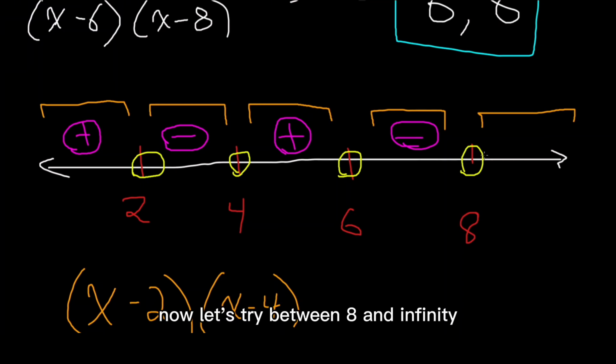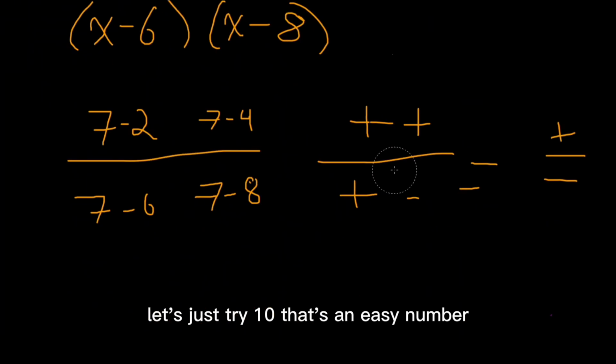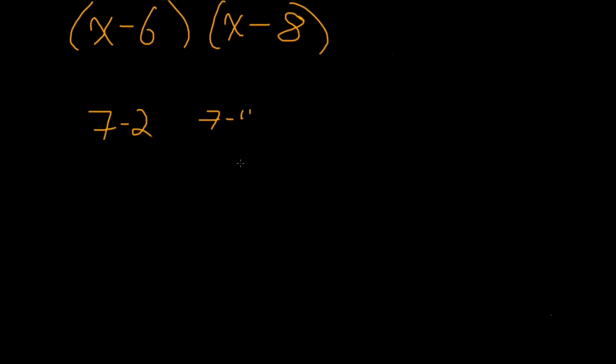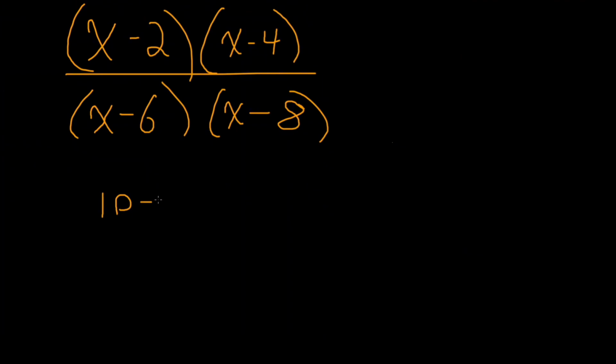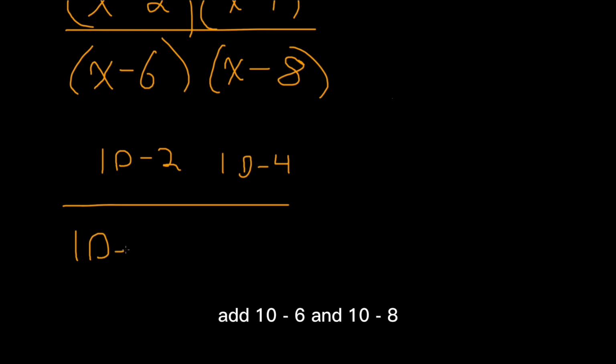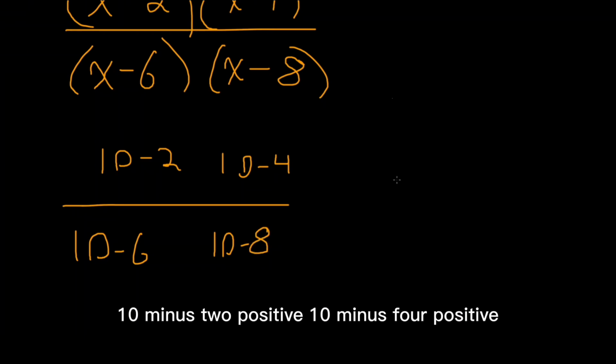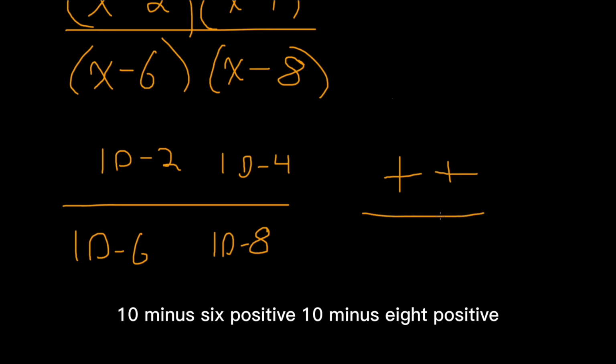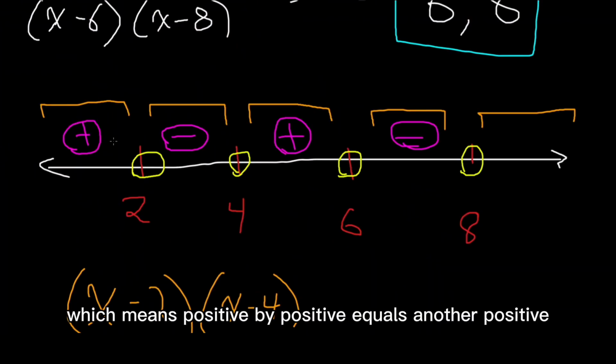Now let's try between 8 and infinity. Let's just try 10. That's an easy number. So 10 minus 2, then 10 minus 4, then 10 minus 6, and 10 minus 8. 10 minus 2, positive, 10 minus 4, positive, 10 minus 6, positive, 10 minus 8, positive. These are all positive, which means positive divided by positive equals another positive.